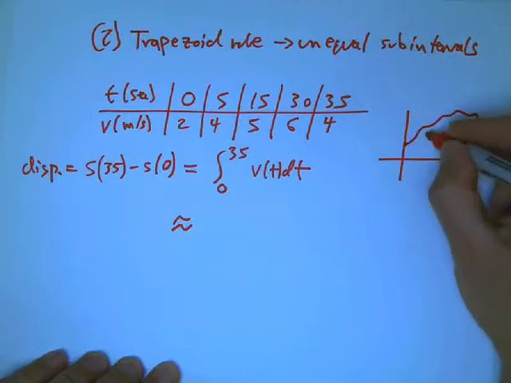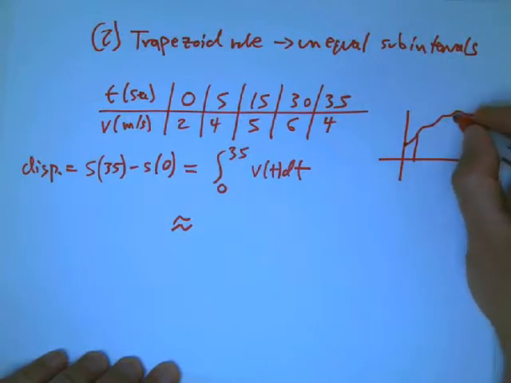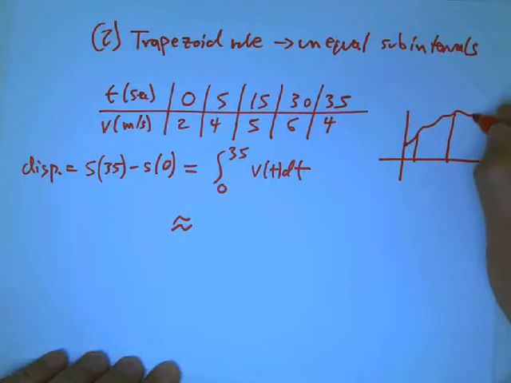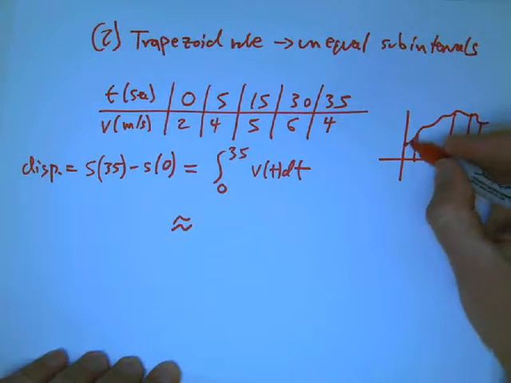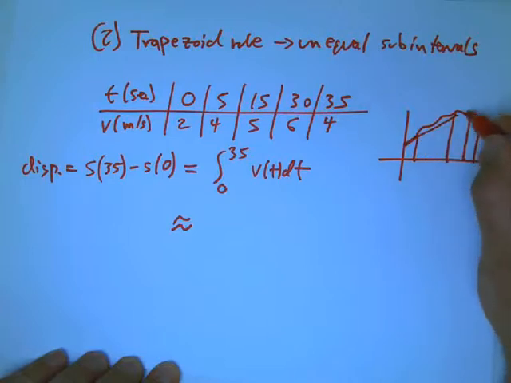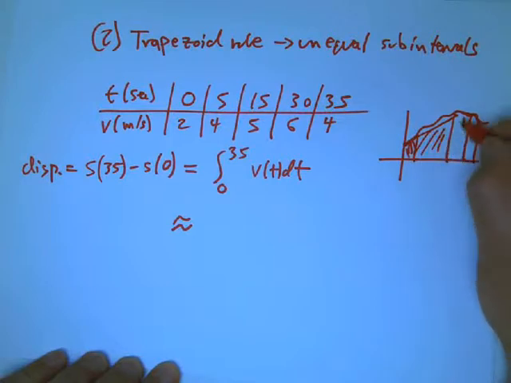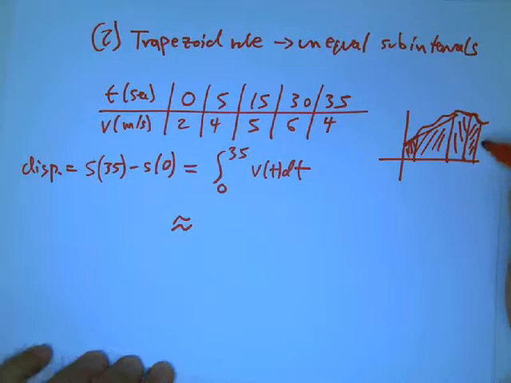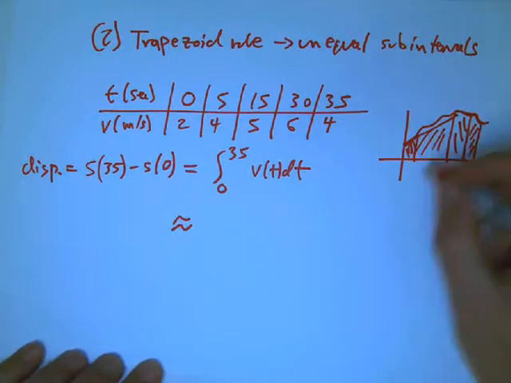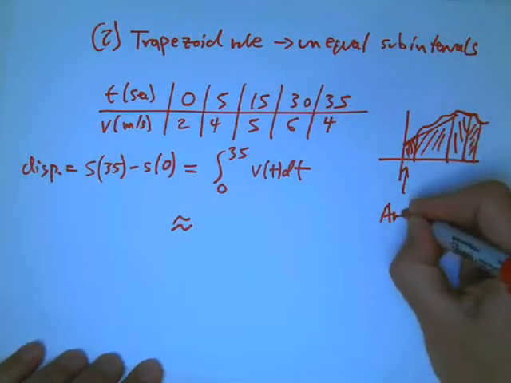But we can use the interpretation of the trapezoid rule as drawing little trapezoids. What's the area under this little trapezoid? What's the area under this guy? What's the area under this guy? What's the area under this guy? And the area of a trapezoid is the width times the average height. Just how wide is it times the average height.